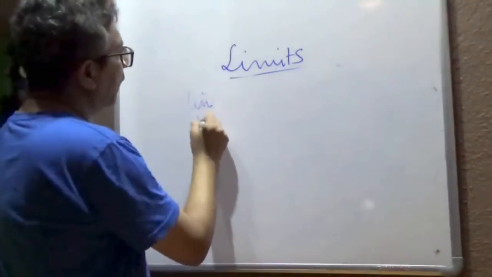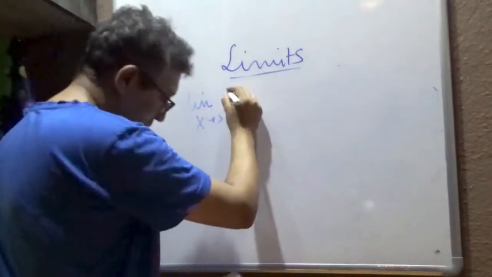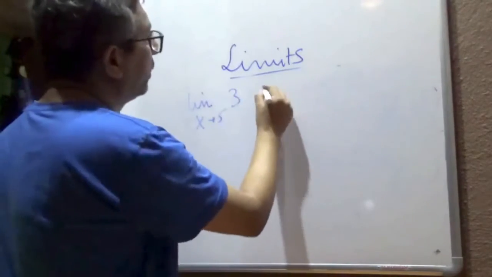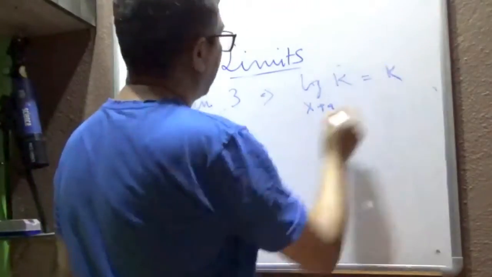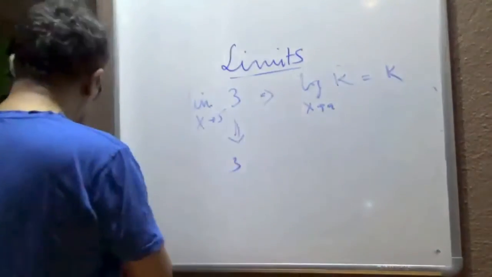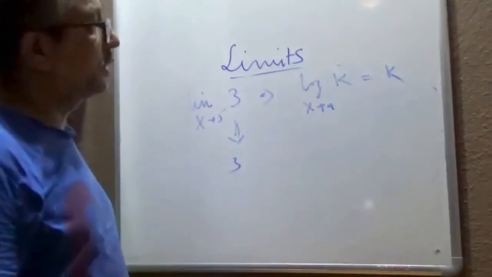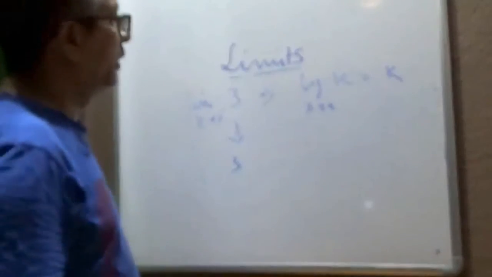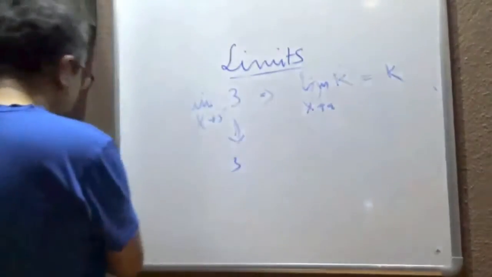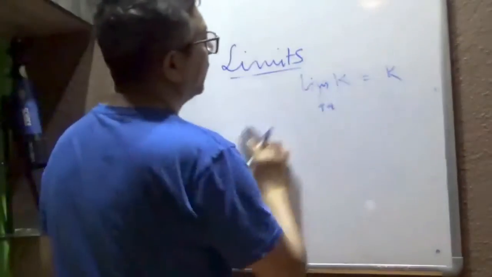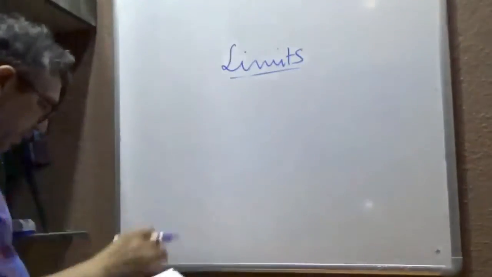Limit x tends to 5, 3. We know that limit x tends to a, k is equal to k. So this will become 3. So if the function is a constant, it will always give you a constant. Okay.